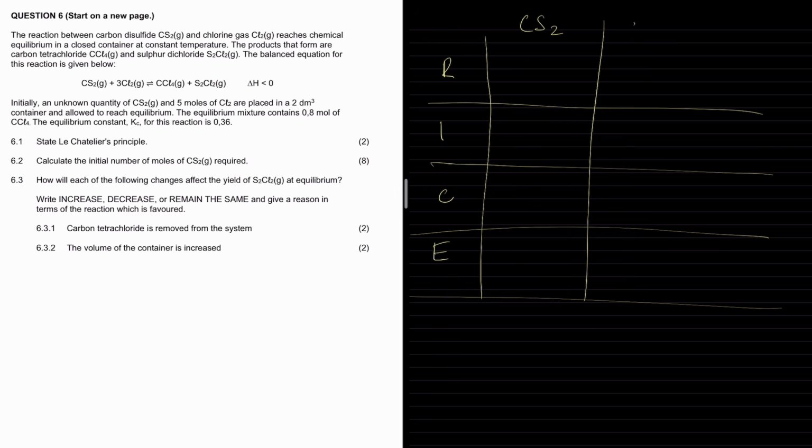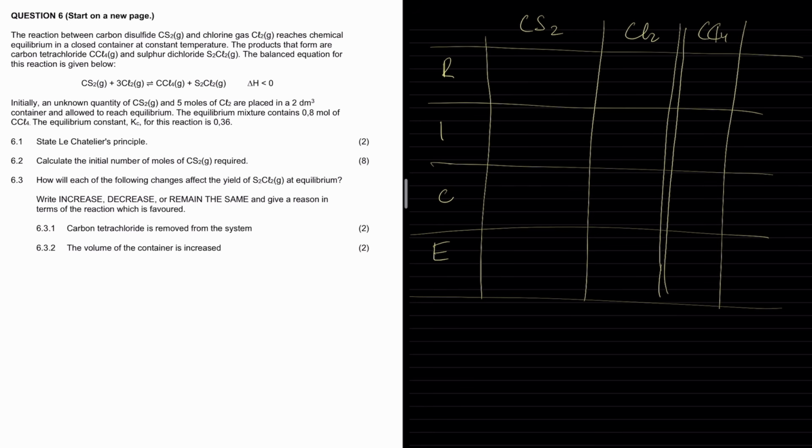Then we have Cl2. Then a double line, because I want to separate the reactants and products. Then I have CCl4. And then I have S2Cl2. Now R is ratio.